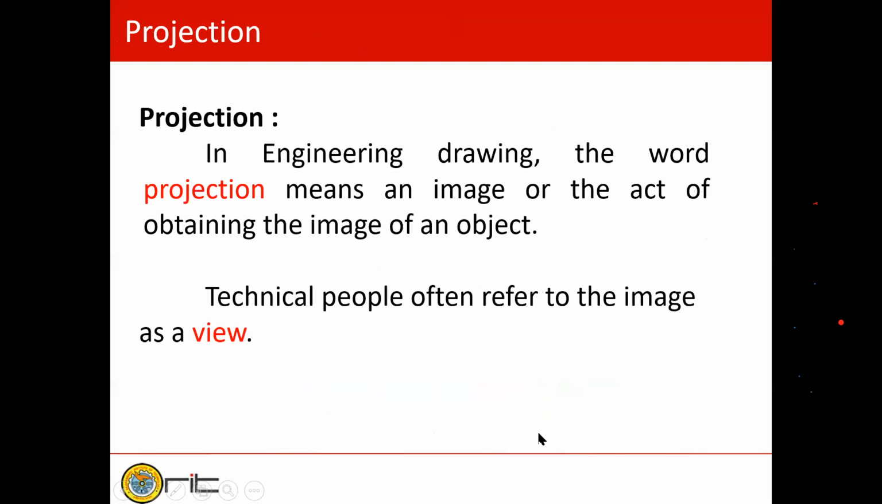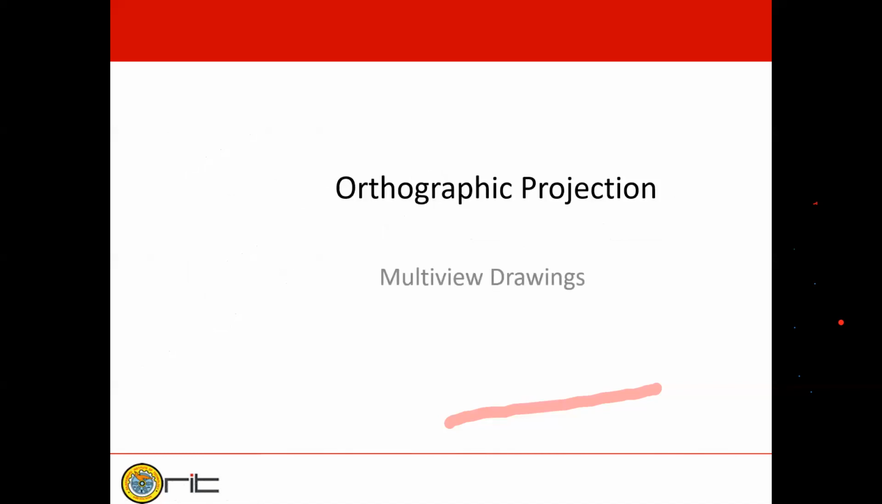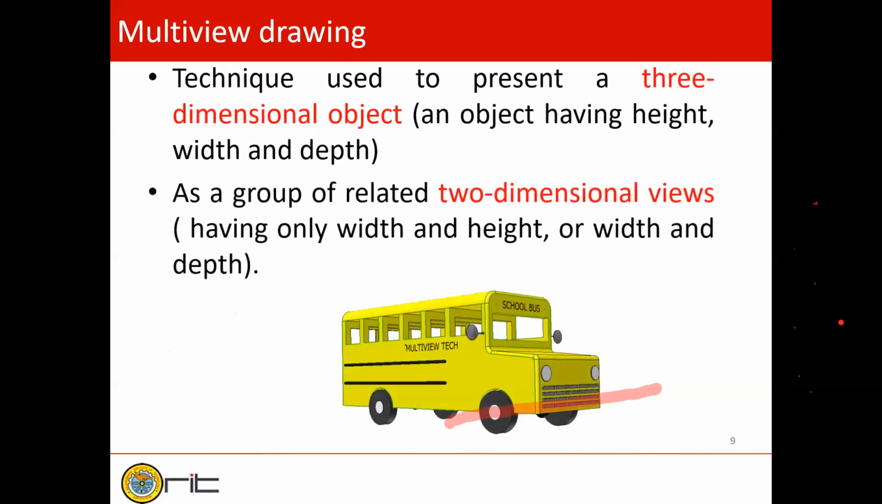Okay. Now projection, everybody knows, in engineering drawing, the word projection means the image, or the act of obtaining the image of an object. The technical people often refer to this image as a view. So this is one of the examples. Here it is a light source, object, and then screen. On the screen you will get this particular image, and that image is called a view. Okay, so you can see here, this is a school bus. This school bus has different views here.